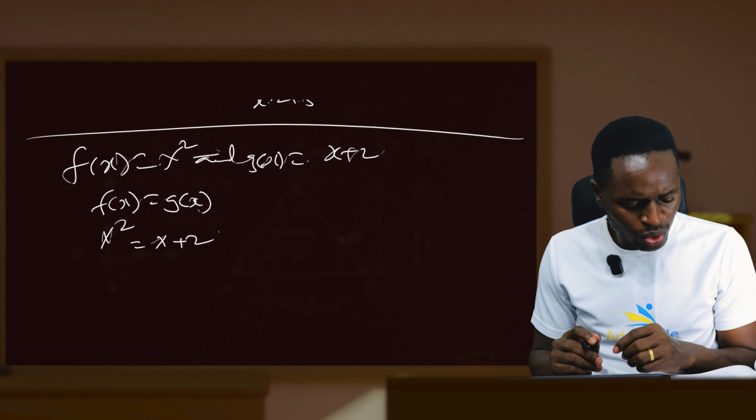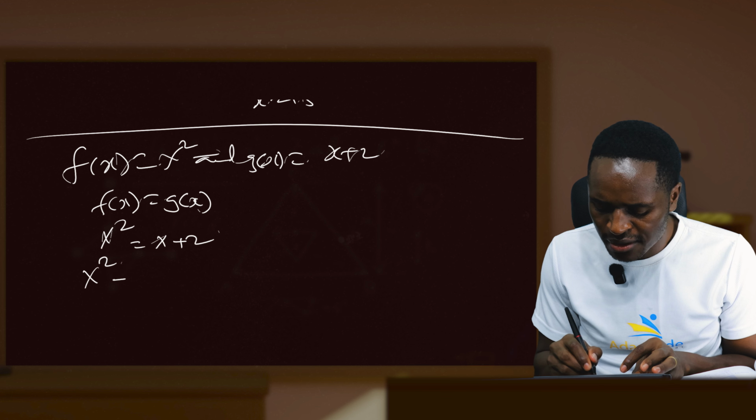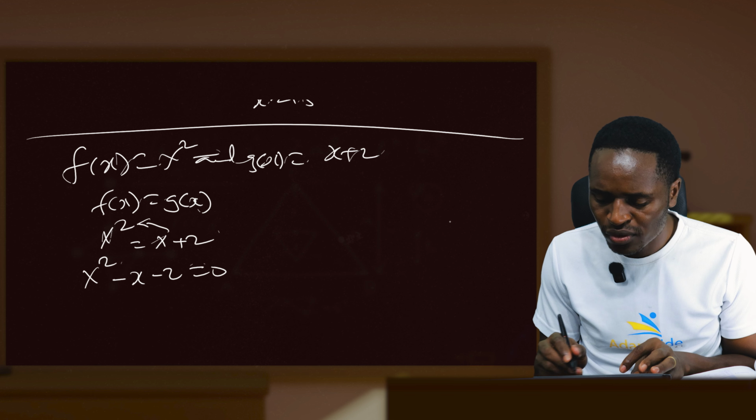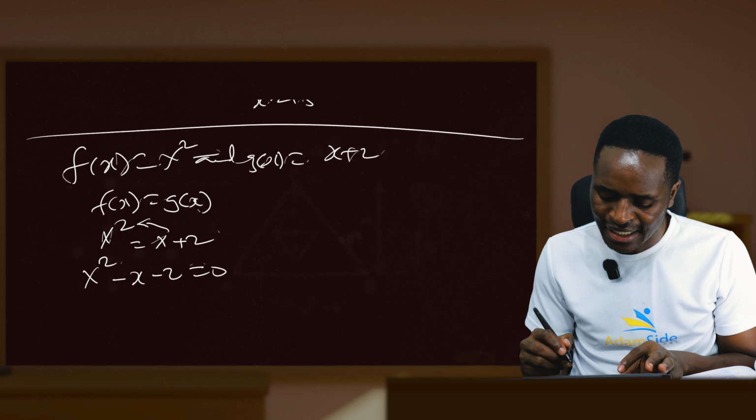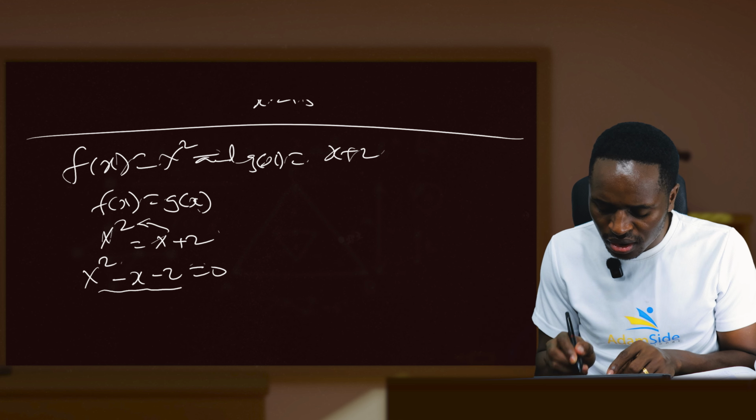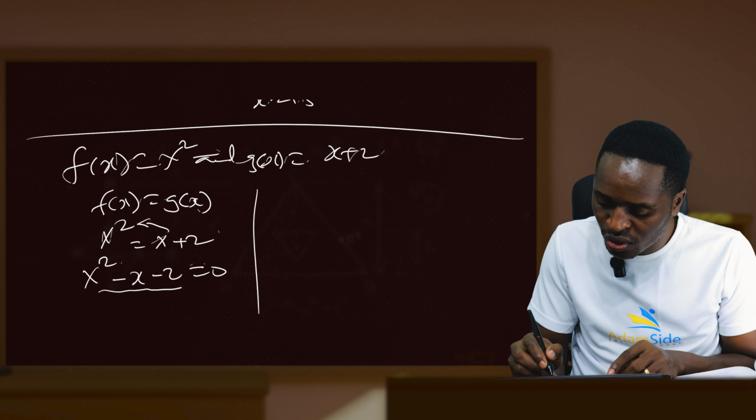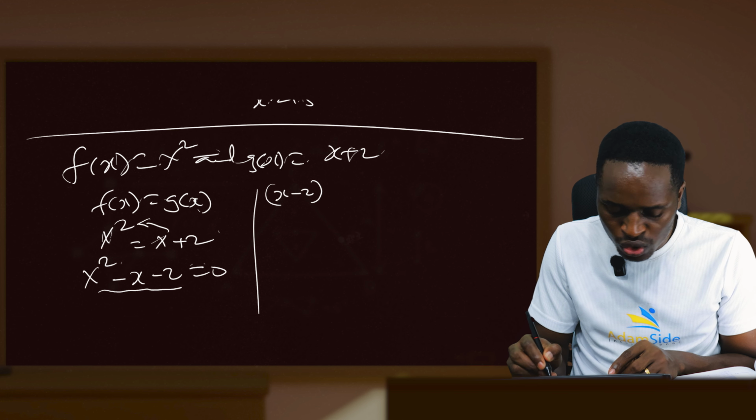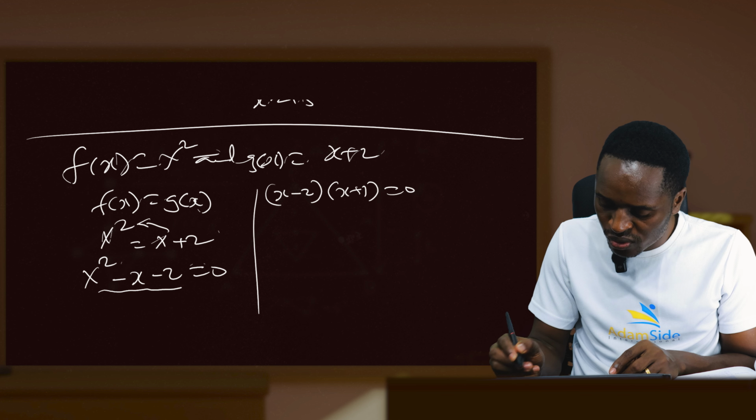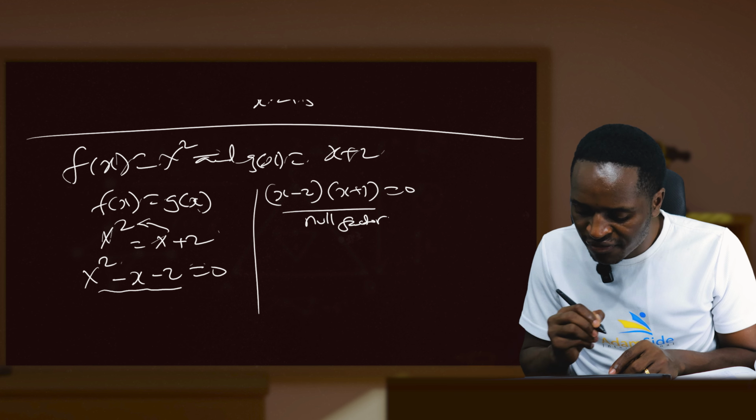And then what are we supposed to do next? Collect the like terms. x squared minus x minus 2 is equal to 0. All this moves to the other side. They are positive, they will all be negative. And then later on we understand this is factorization. You apply the knowledge of factorization here now, which if you factorize, because I've taught you this unit, you say x minus 2, x plus 1 is equal to 0. So here you use the null factor law to get the values of x.